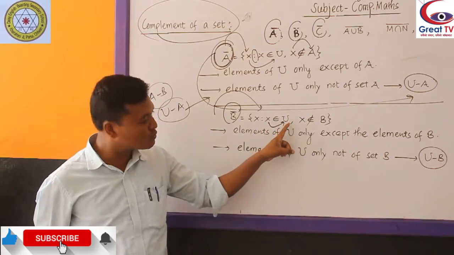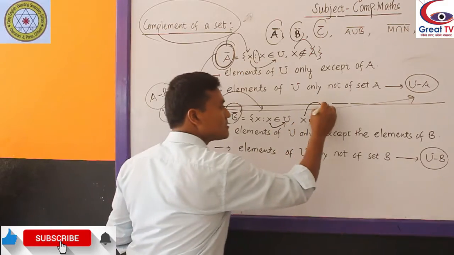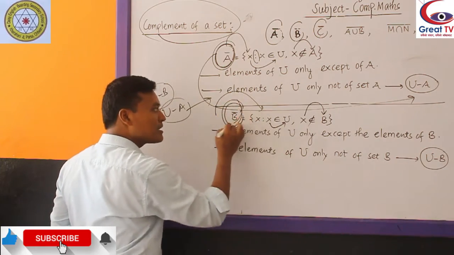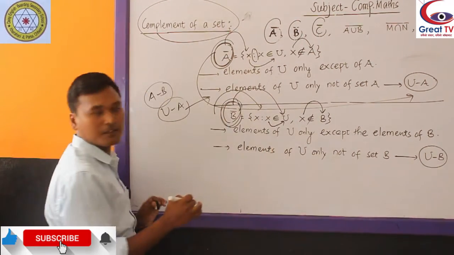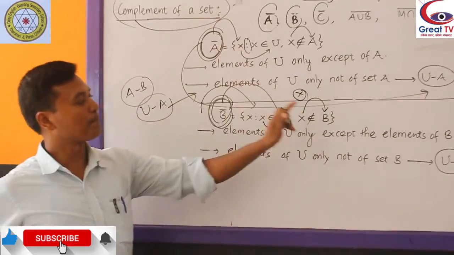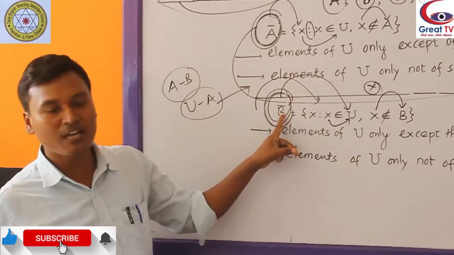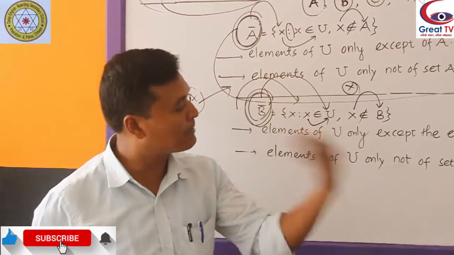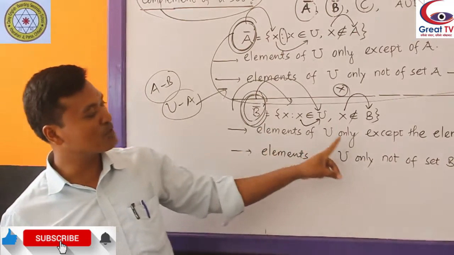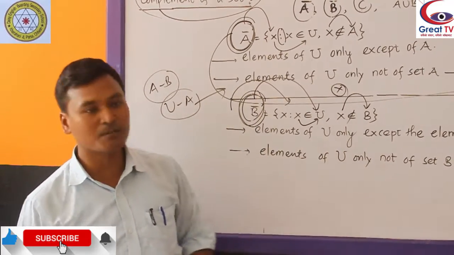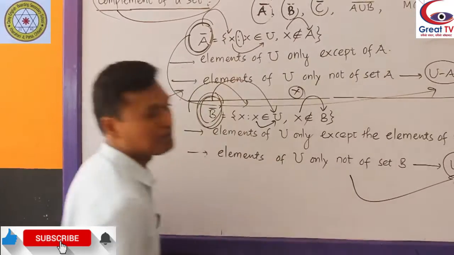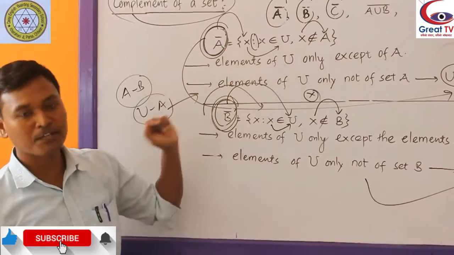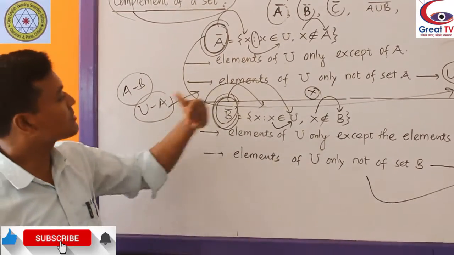X belongs to the universal set, but X does not belong to set B. It means the elements of B complement belong to set U only. They do not belong to set B. It means the elements of B complement are elements of the universal set U only, except the elements of set B. That is simply elements of U only, not of set B, that is actually U difference B. So, I defined A complement and B complement using set operation.